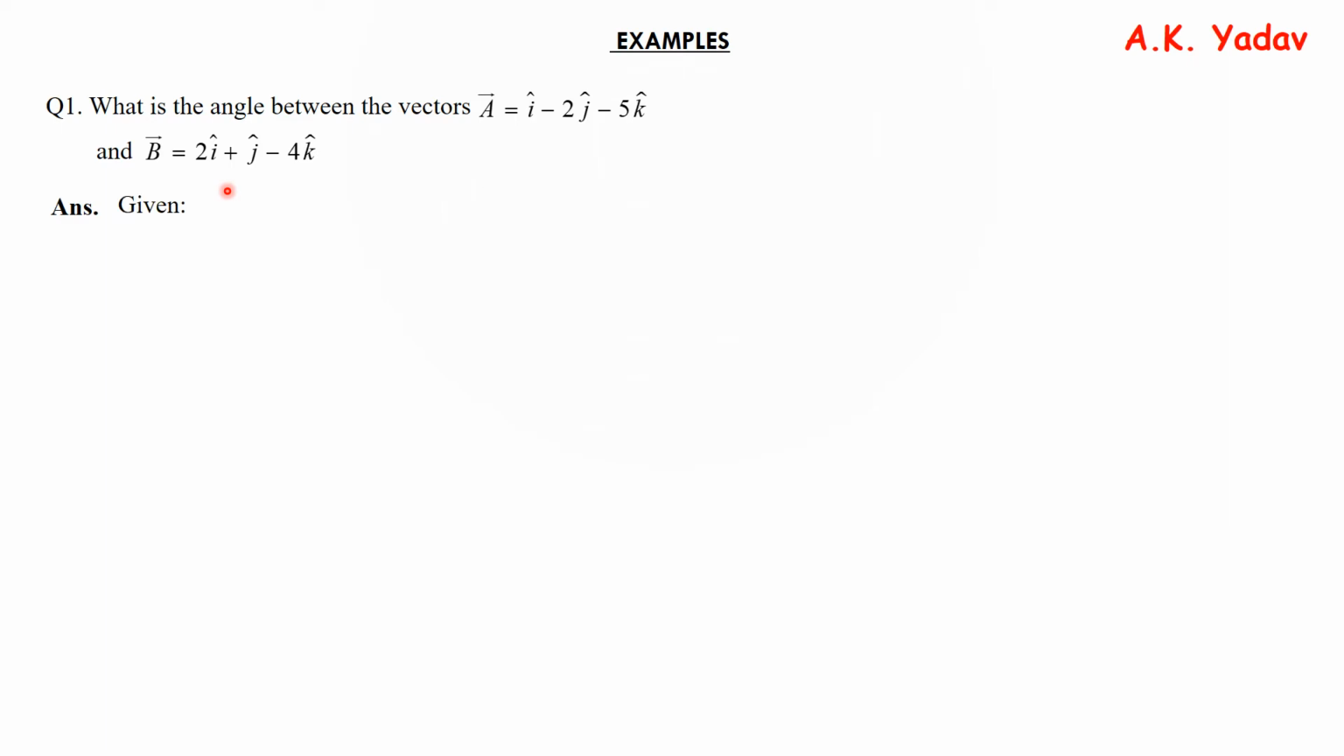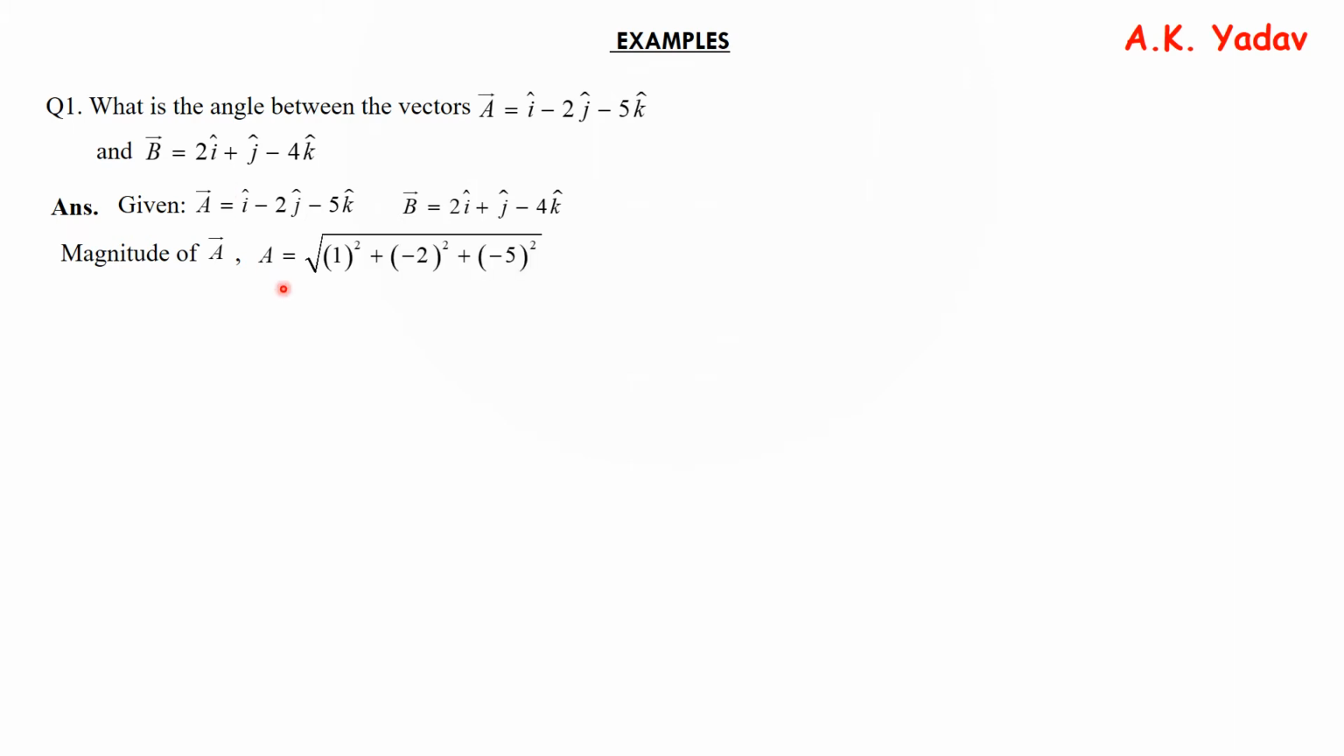Now let us do a few examples to understand the concept better. What is the first question? We have to find the angle between the vectors a and b. So what is given? Vector a and vector b is given. Let us find out the magnitude of vector a, which is equal to under root of 1 square plus minus 2 square plus minus 5 square. That gives under root of 30. Let us find out the magnitude of b, which is equal to under root of 2 square plus 1 square plus minus 4 square. That gives under root of 21.